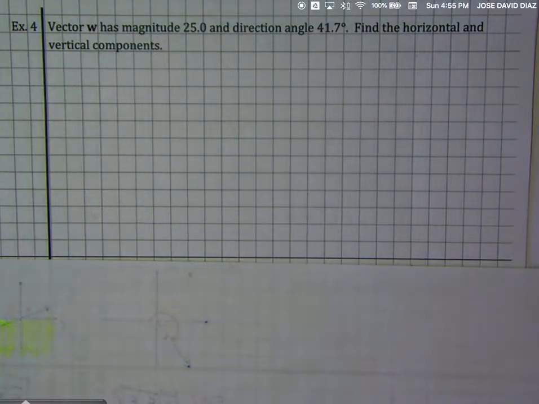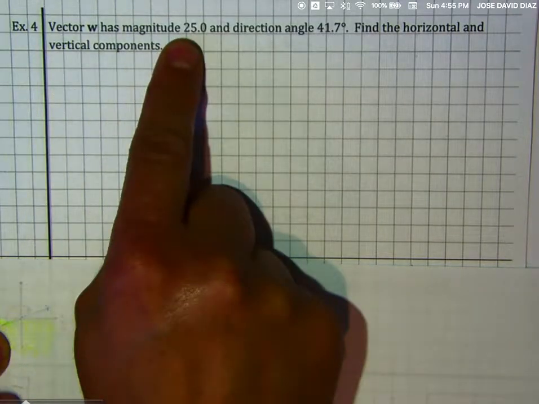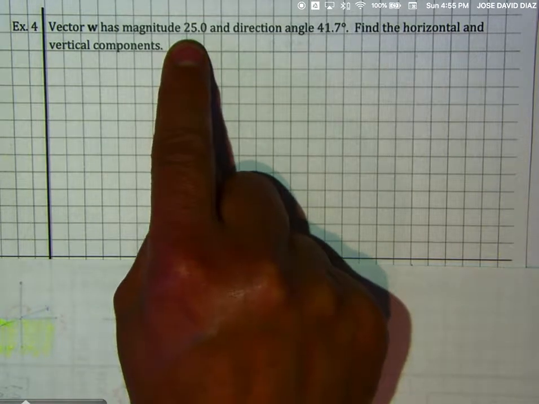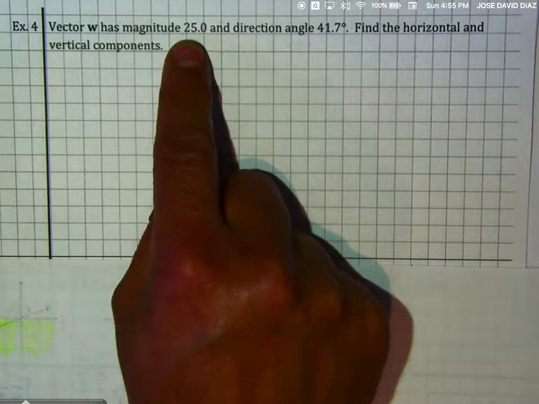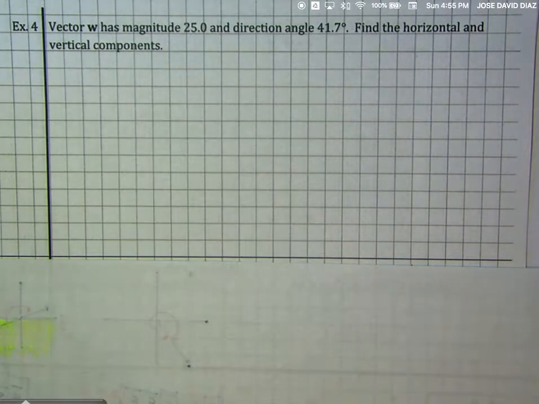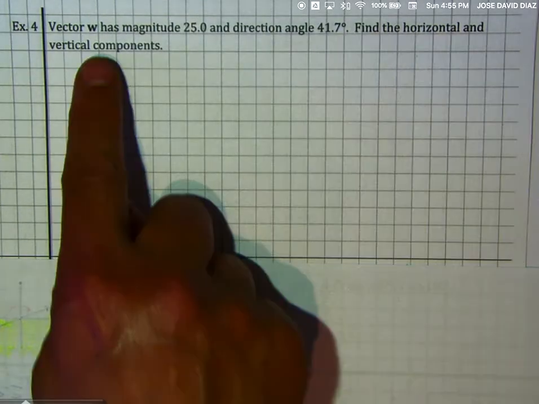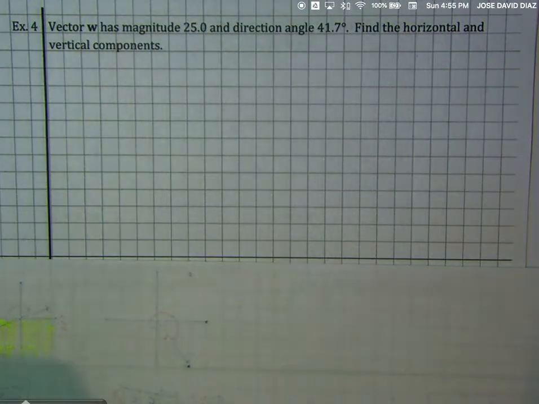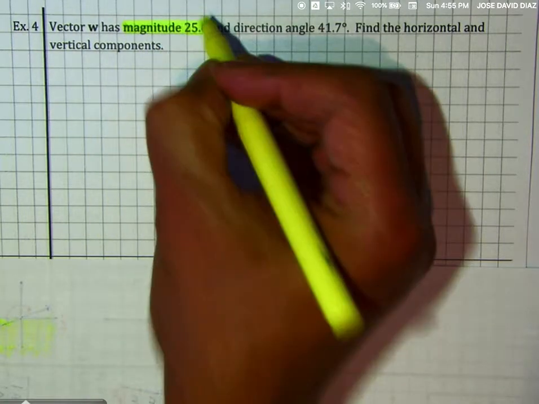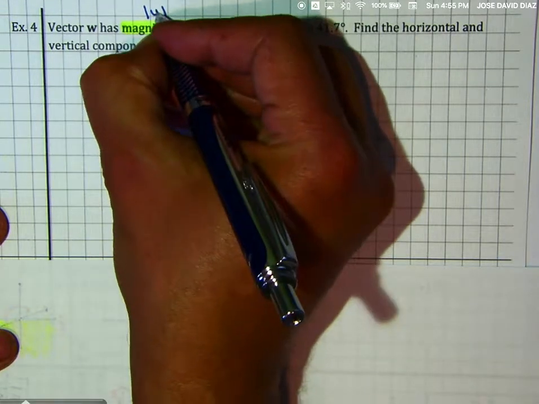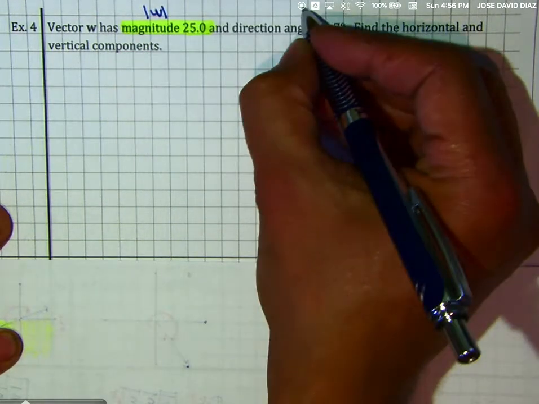Excellent. So in this case, vector W has a magnitude of 25 and a direction of 41.7. Remember, your magnitude is going to be the force or the velocity. So it could be 25 pounds, it could be 25 miles per hour. In this case, we just have 25. Find the horizontal and vertical components. They tell us that your magnitude is 25, and we know the notation that we use. Well, that's W, and your angle is theta.